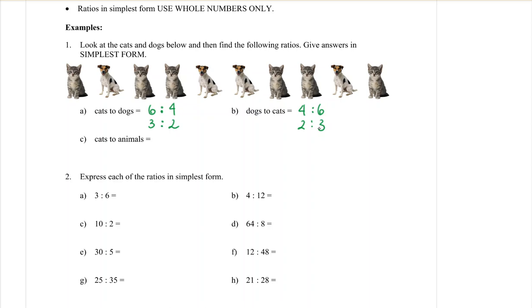Cats to animals, if there is 6 cats, the animals means all of them all together, which there's 10 dogs and cats there. And what can I divide by? 2. So 6 divided by 2 is 3, and 10 divided by 2 is 5. Okay, you get the idea? Just simplifying them down after we get the ratio.